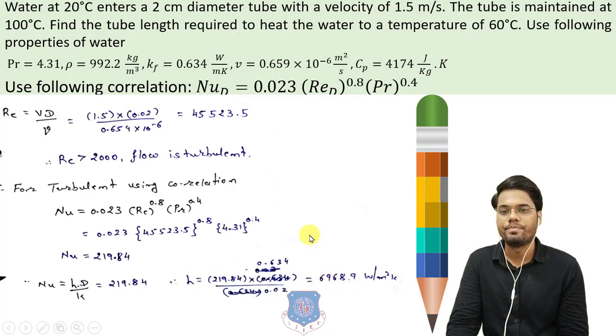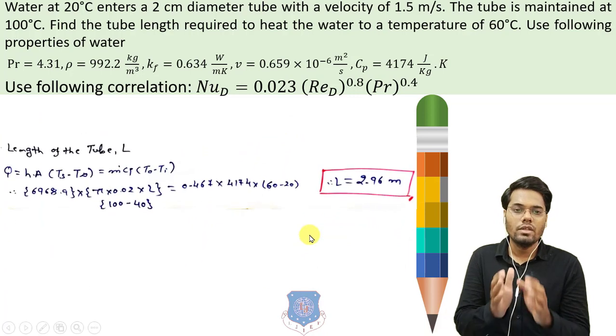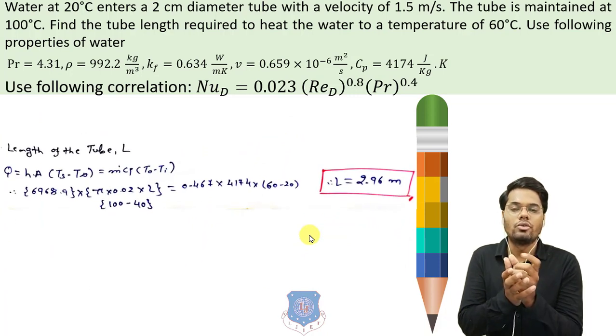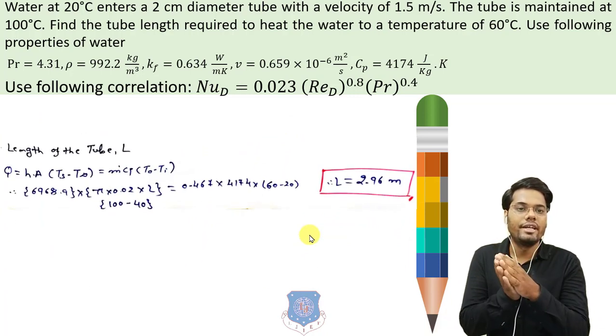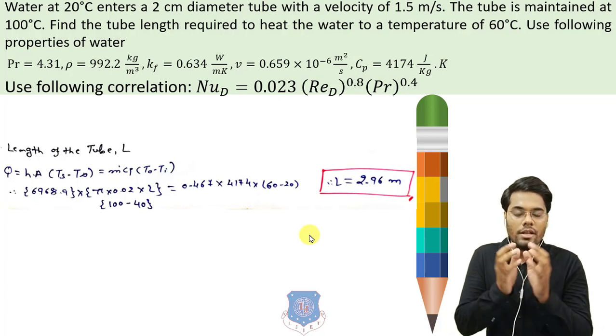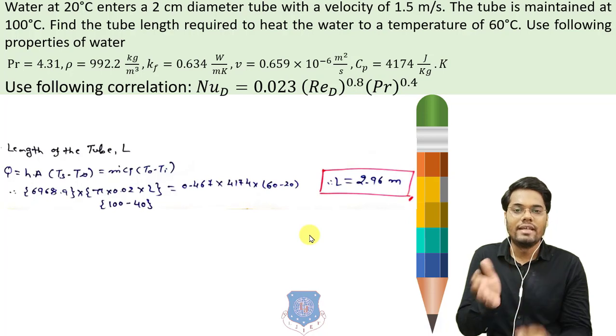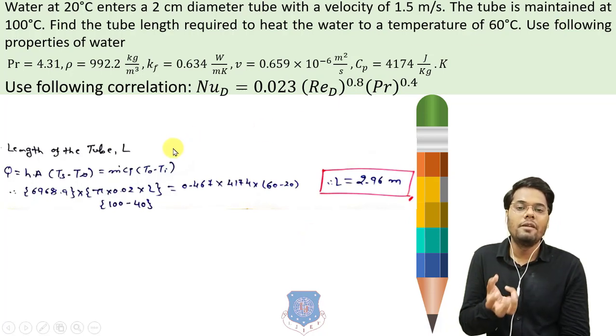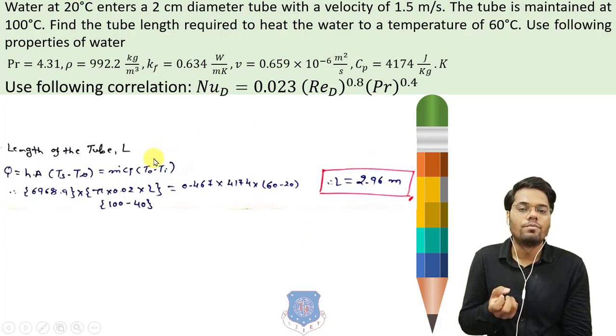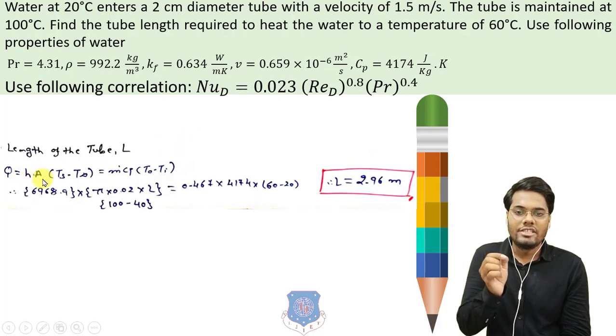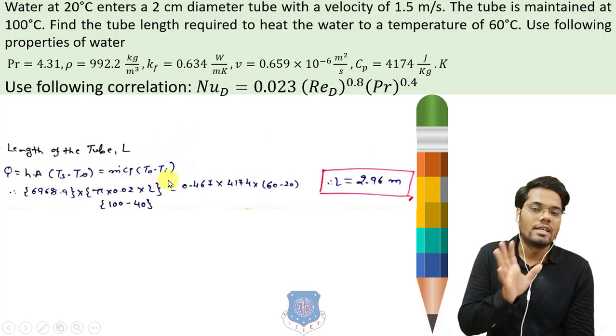Now we want to find out the length required to raise the temperature of water from 20 degrees to 60 degrees Celsius. We know that whatever heat transfer takes place by convection mode is equal to heat gained by the water from the surface of the tube. So hA delta T is equal to mc delta T.